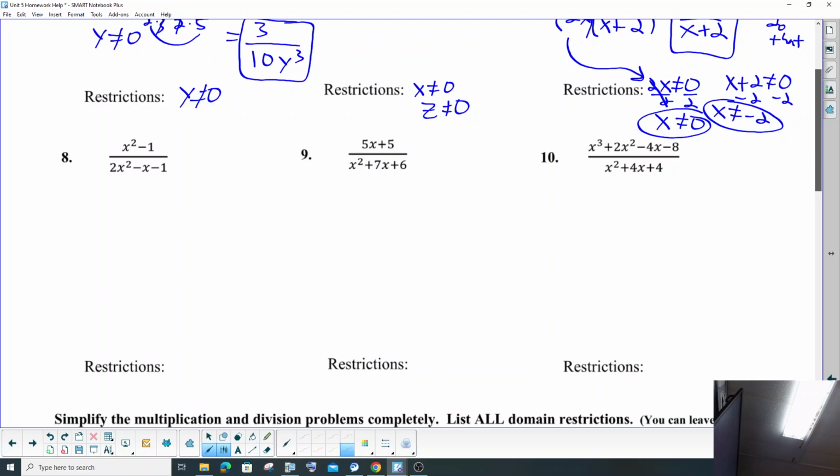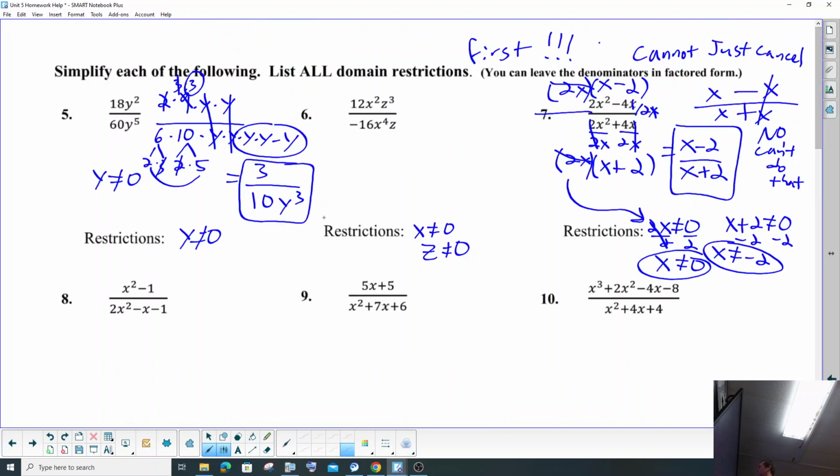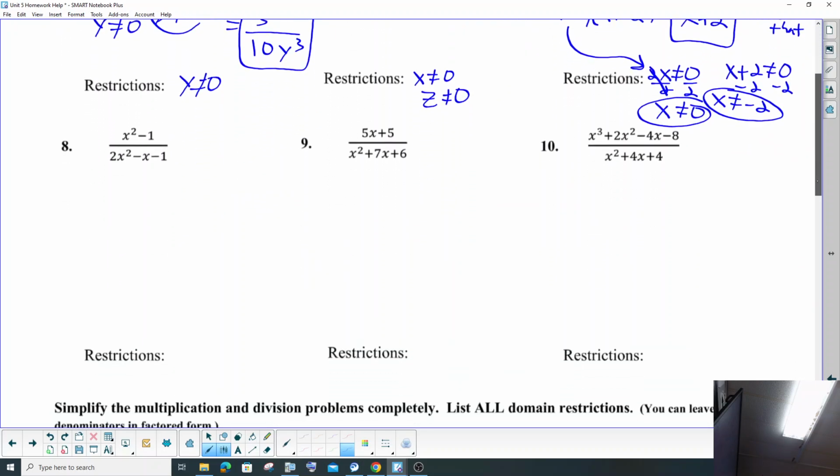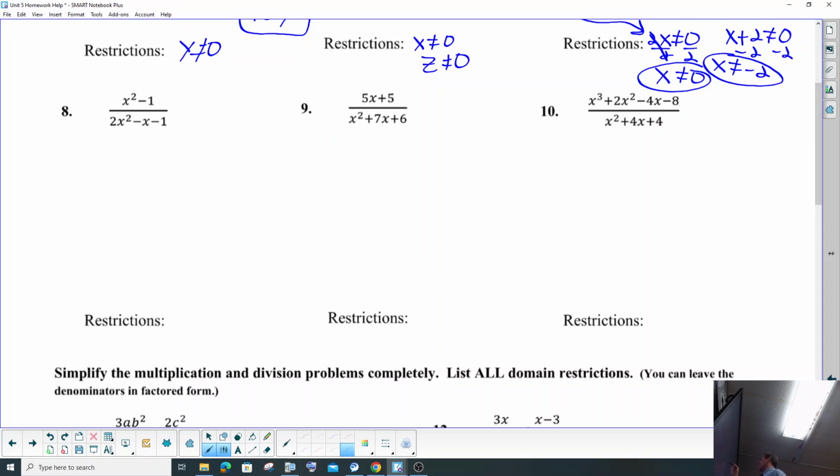Okay, so number 9, let's do some factoring to see what our restrictions are.